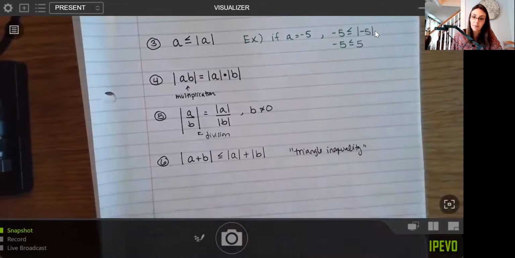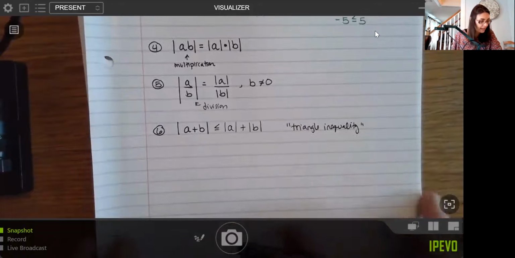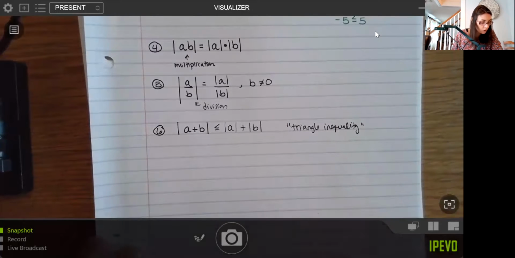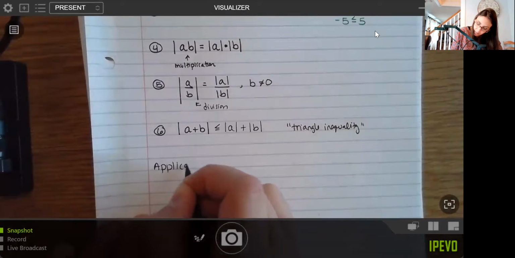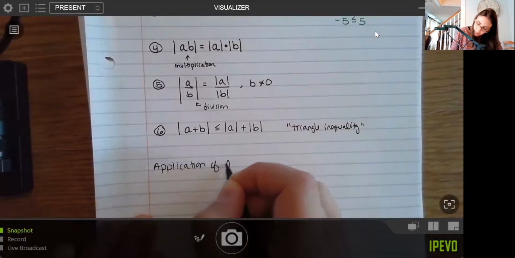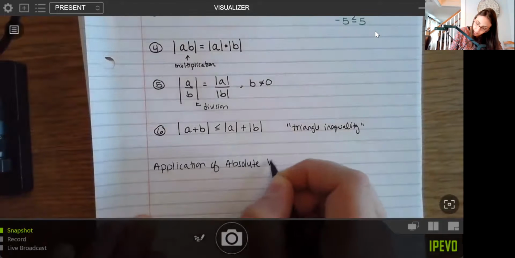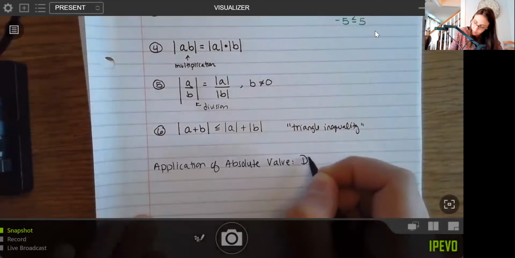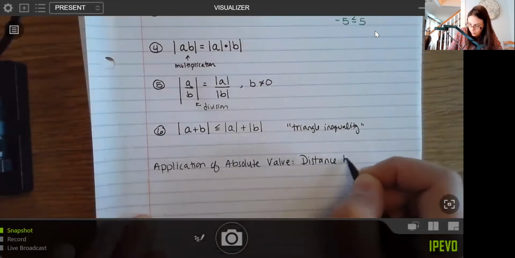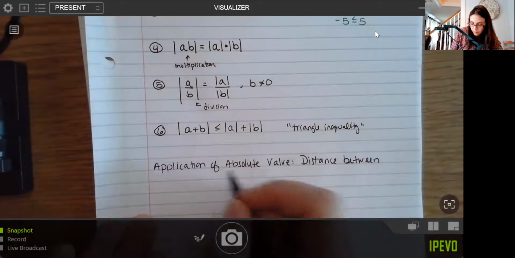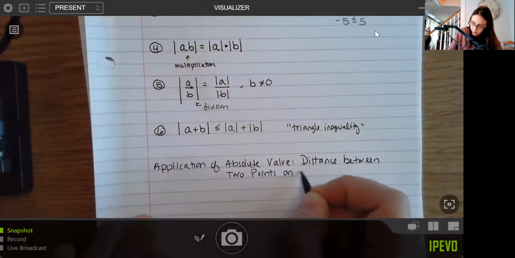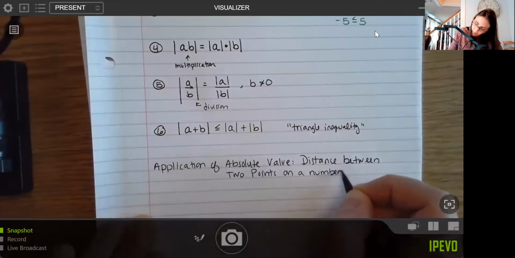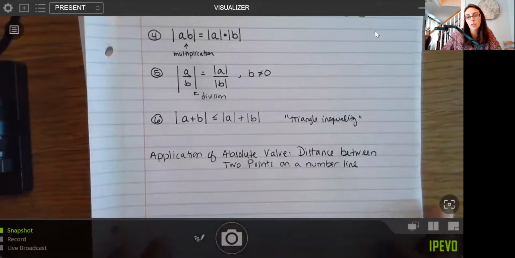Now, there is a really helpful application that I want to talk about here, and that is the distance between 2 points on a number line. So this is going to be an application. And this is the distance between 2 points on a number line.